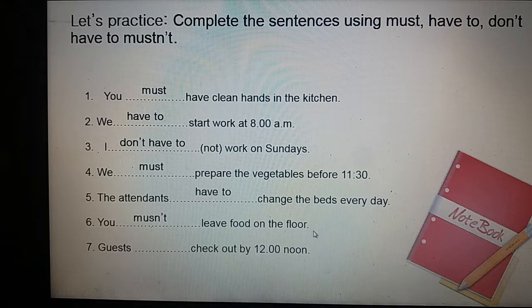That would be rude. And number 7 says, guests check out by 12 noon. Okay, this is an obligation of the guests. Is it only something important, or is this something that they have to do? They have to check out by 12 noon. All right? So remember, keep practicing this at home and study this topic for your exam.